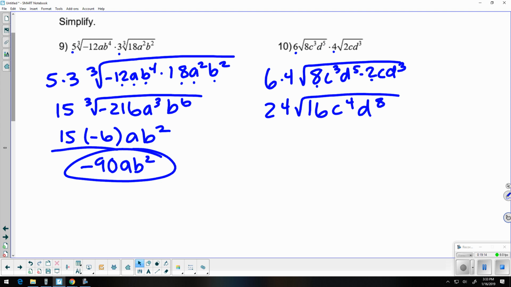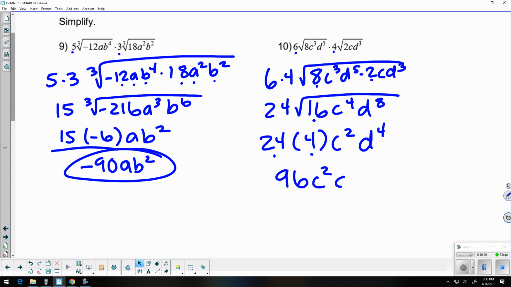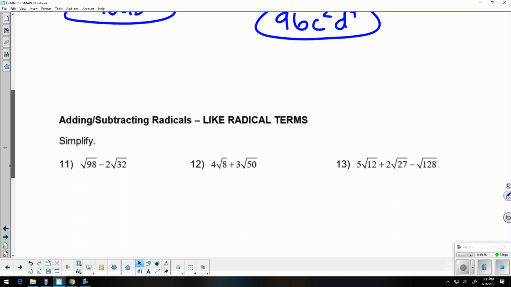Take the square root of each and every single term from left to right. So you'd have 24, square root of 16 we know is 4. And then we'd have c squared, d would be to the fourth. And now last but not least, just multiplying 24 times 4, so that's 96 c squared d to the fourth. Here's your final answer. All right. Moving right along to the next one.